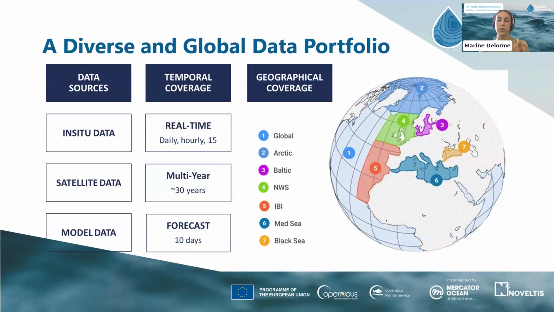The Copernicus Marine Service portfolio is built on three complementary sources. Satellite observations provide global coverage and continuous monitoring, while in situ measurements from buoys, floats, and research vessels deliver local precision. Together, these observations form the foundation for validating and optimizing the ocean models produced by the service.